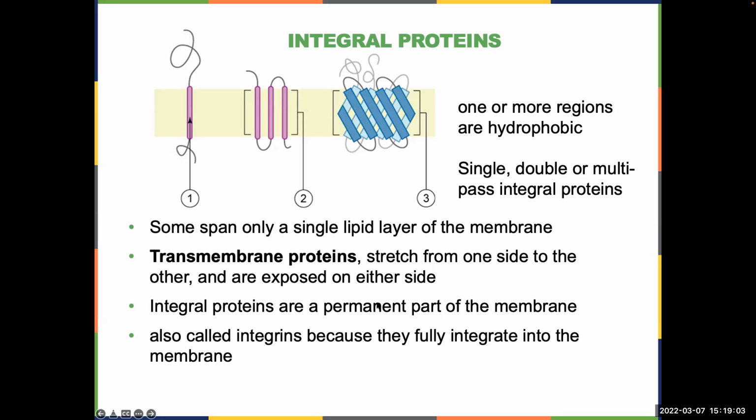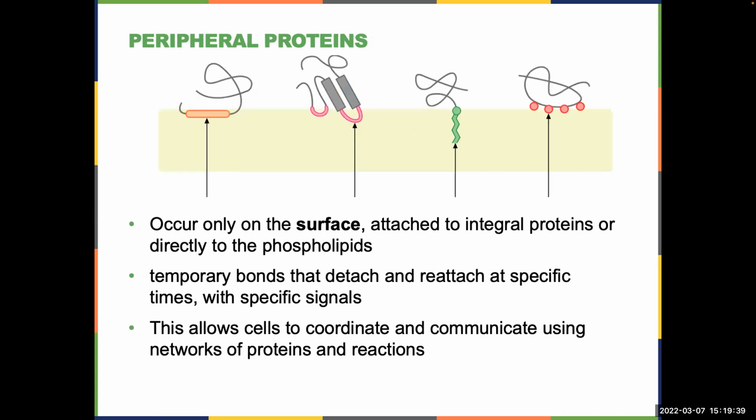Okay, integral proteins are typically considered permanent parts of the membrane, meaning even though they might move around a little to the right or the left, or forward, backwards, they might move around within the membrane, but they'll always be in the membrane. Whereas peripheral proteins can be added and removed pretty quickly. All right, so that is integral proteins.